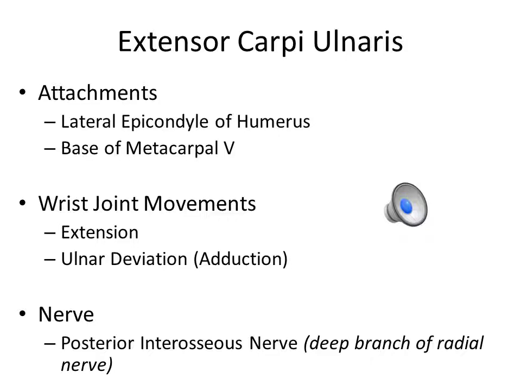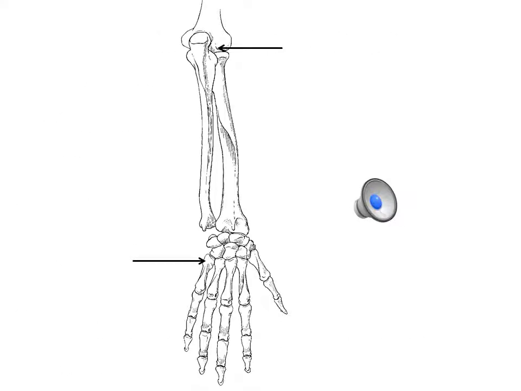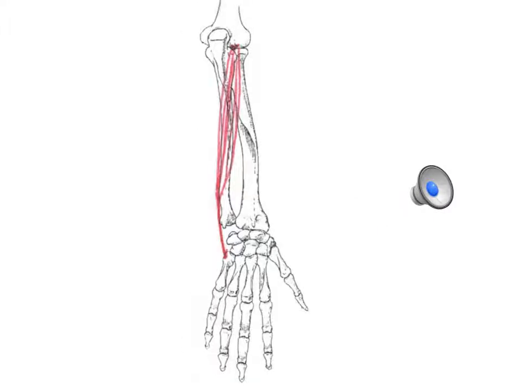The innervation of this muscle is the posterior interosseous nerve, again, which is a deep branch of the radial nerve. Please pause the lecture to draw in the muscle attachments and the muscle belly. How does your drawing compare?